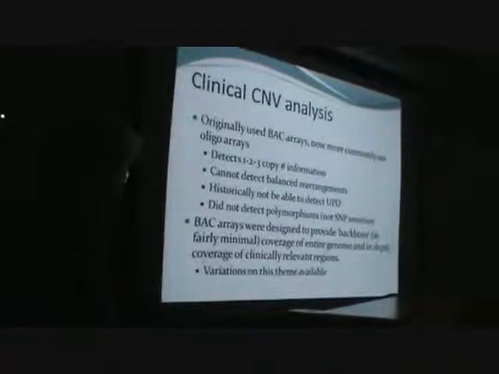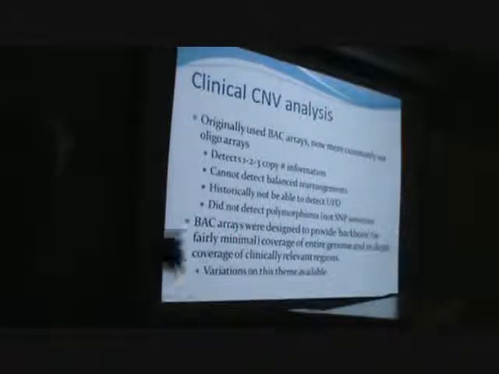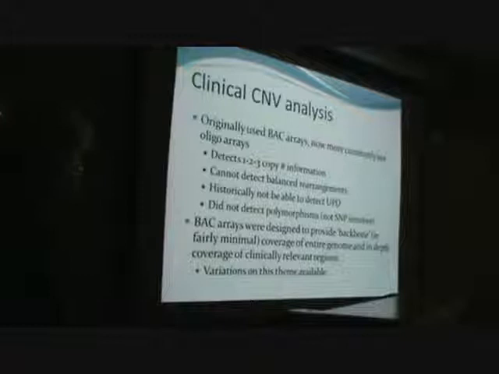So originally, when we were doing CNV analysis, we used the BAC arrays. They're fairly limited. They detected a small copy number variation, 1, 2, or 3 copy numbers. And they couldn't look at balanced rearrangements. They historically were not able to pick up UPD. They didn't have any polymorphic content that they recognized. And the arrays were designed so that there was a backbone, fairly minimal, of the genomic coverage, like every 10 kilobases, every 25 kilobases, and then a little more coverage of clinically relevant regions.